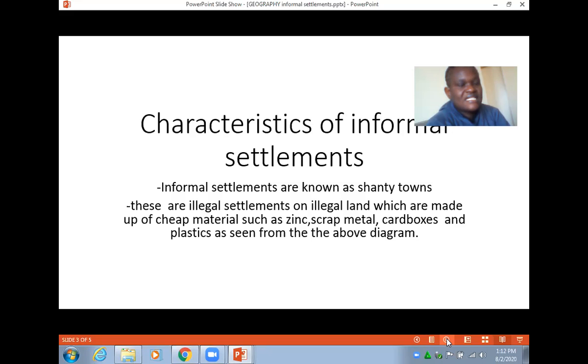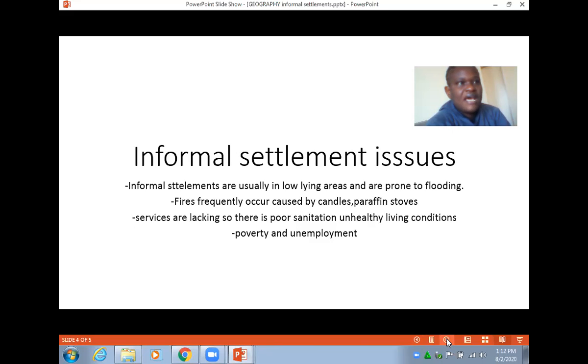So characteristics is that they make up their own houses using corrugated iron sheets, cheap material like zinc, scrap material, cardboxes, plastics, as we have seen in the diagram there. Now, these informal settlements, they don't give a good visual impression for an urban settlement. And as a result, there are also issues that are associated with these informal settlements.